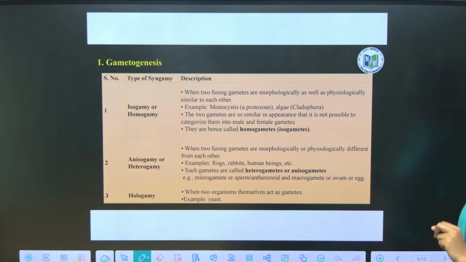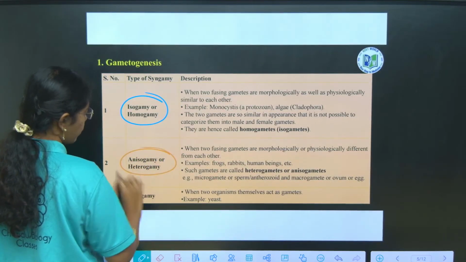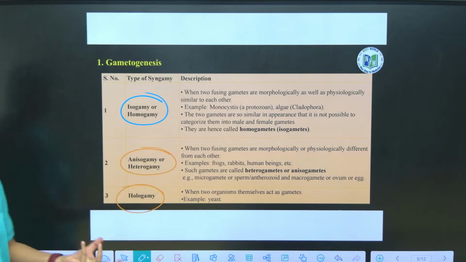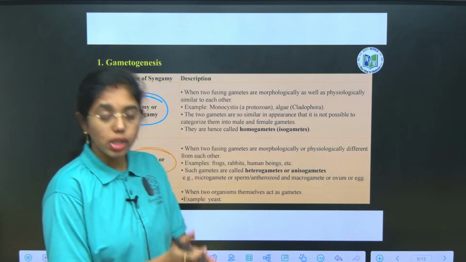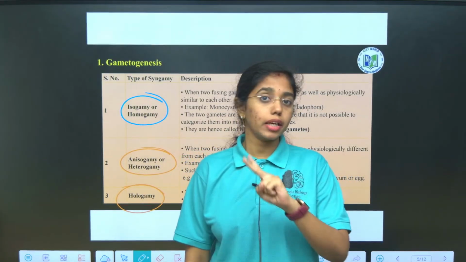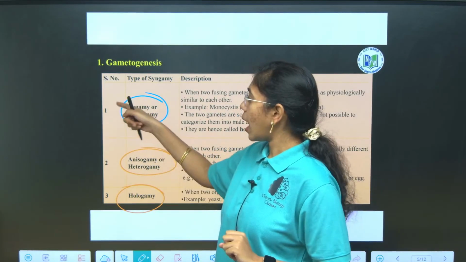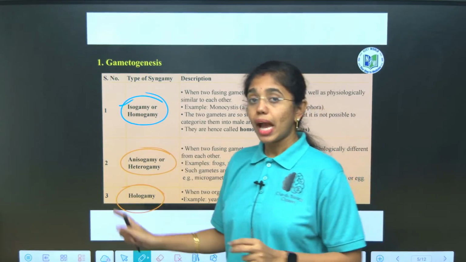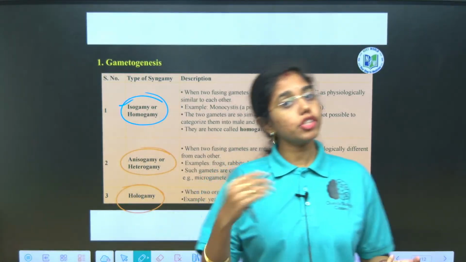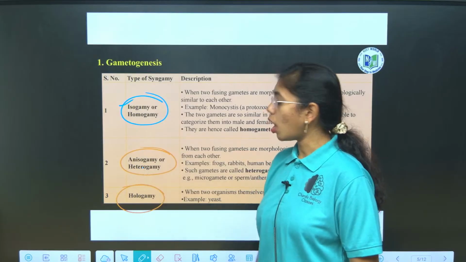Here you see, firstly gametogenesis. Gametogenesis, you see isogamy or homogamy, anisogamy or hologamy. These are different types of gametes. For a few gametes, both male gamete and female gamete will be similar in their structure, that is morphology and physiology. If two gametes are similar both morphologically and physiologically, then the fusion of those two gametes is addressed as isogamy or homogamy. And if two gametes, male gamete and female gamete, are structurally dissimilar or physiologically dissimilar, then that type of mating or fusion is called syngamy or heterogamy.